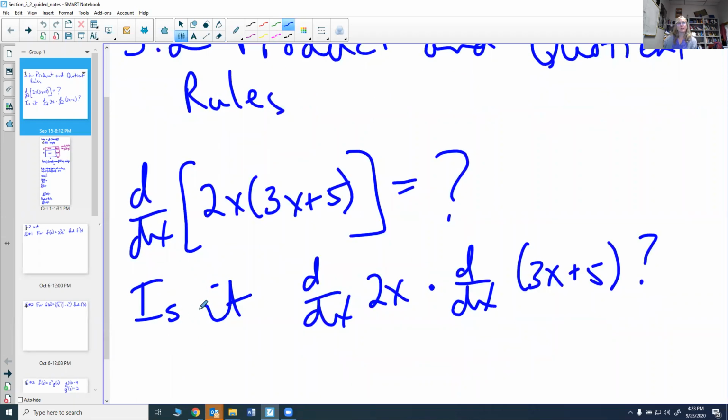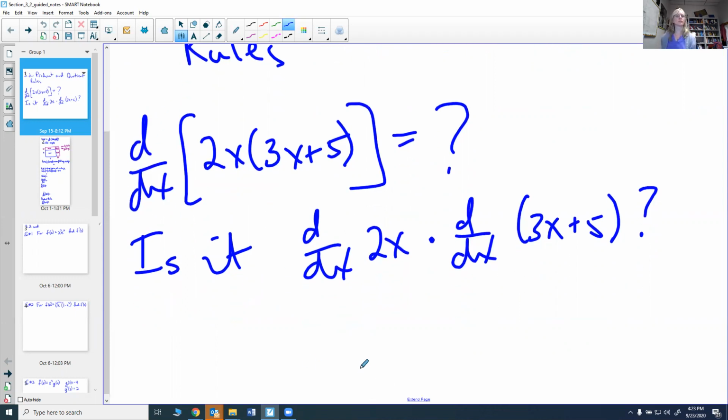And one guess is that since the derivative of a sum is the sum of the derivatives, maybe the derivative of a product is the product of the derivatives. So is it just the derivative of the first one times the derivative of the second one? Let's see if that happens. So let's go ahead and calculate what these values are equal to and see if that's the case. So one thing I noticed is the derivative of 2x is just 2.